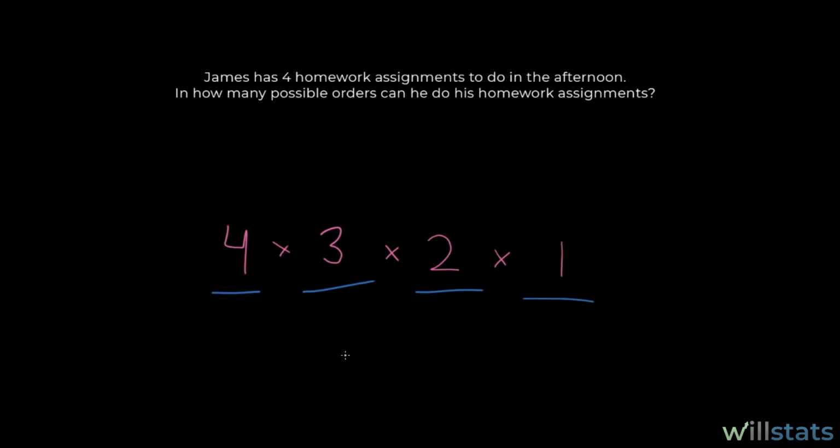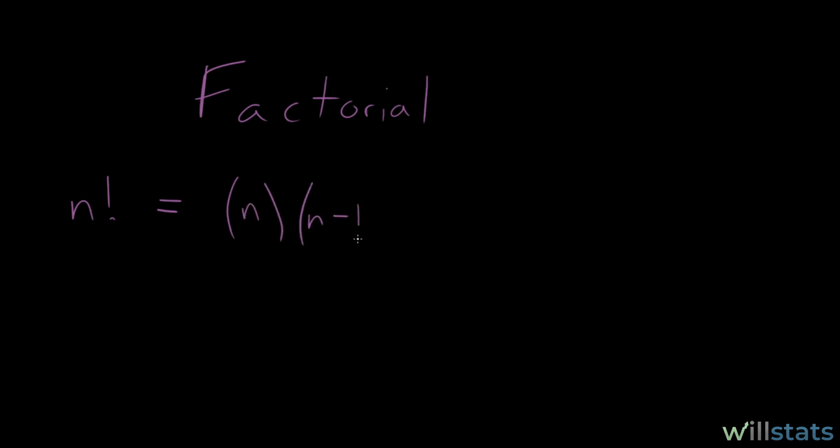We can also represent this 4 times 3 times 2 times 1 with 4 and then an exclamation point, which is also known as 4 factorial. So when we talk about factorial, we're talking about a number with an exclamation point. And what that really means is the number times the number minus 1 times the number minus 2, and it continues all the way until it's multiplied by 2 and then multiplied by 1.